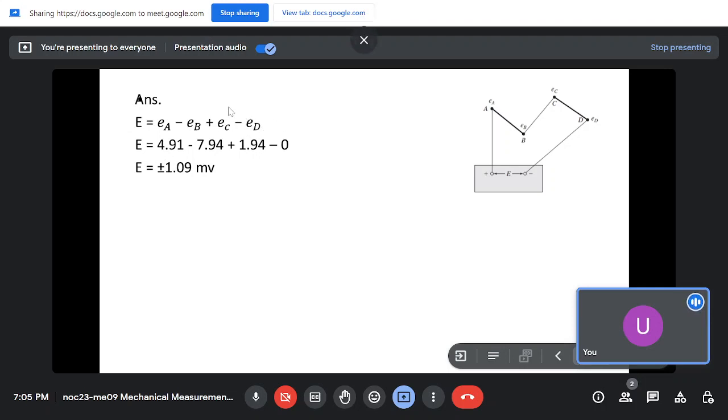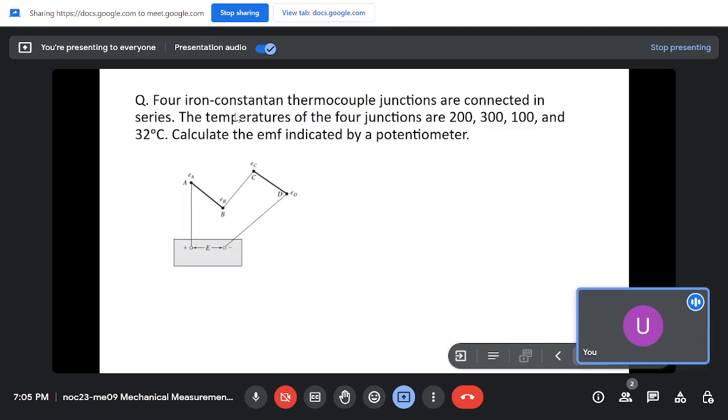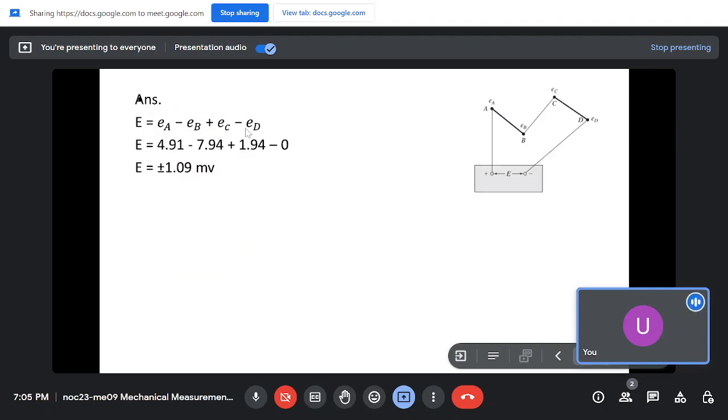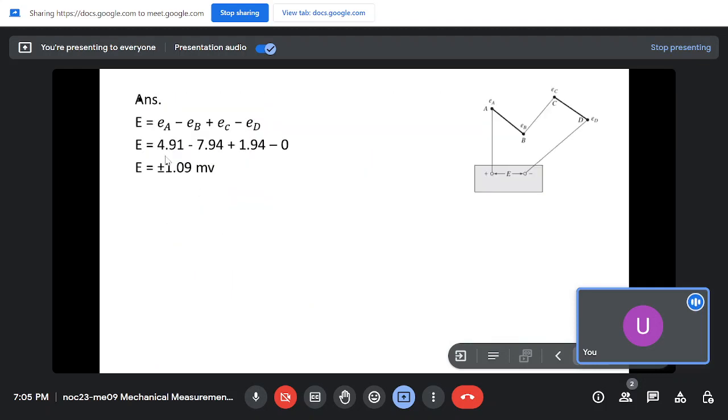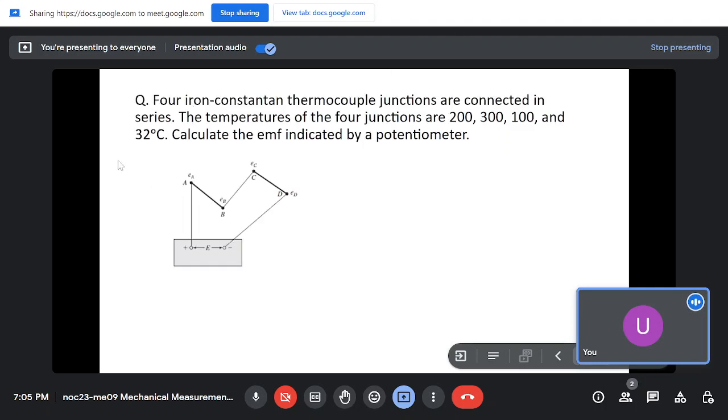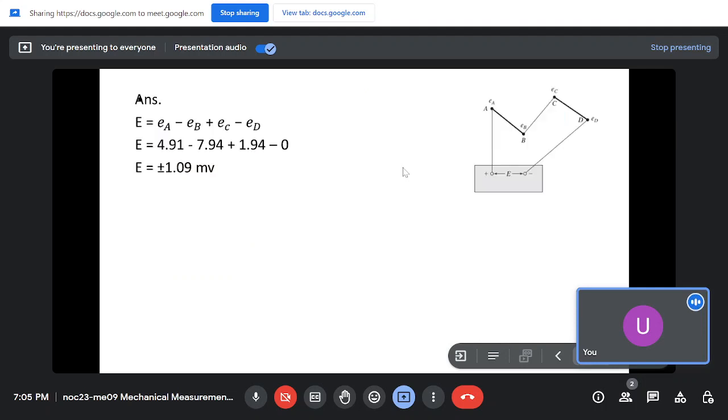So on substituting the values, the EMF generated corresponding to the temperatures of 200 degrees Fahrenheit, 300 degrees Fahrenheit, 100 degrees Fahrenheit and 32 degrees Fahrenheit, we get 32 degrees Fahrenheit is 0 degrees Celsius. So from the table you can see it's all 0, because 0 is the reference temperature used here. If you calculate by converting the other temperatures to degrees Celsius and finding the EMF, on substituting we get E is plus or minus 1.09 millivolts, which is used to calculate the EMF indicated by the potentiometer. So the potentiometer will indicate 1.09 millivolts.